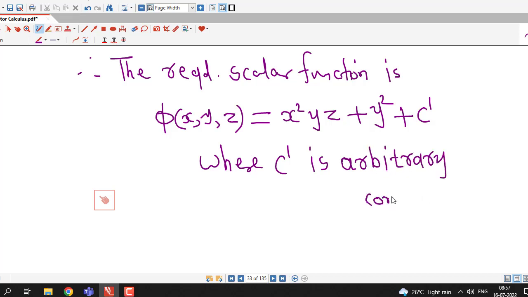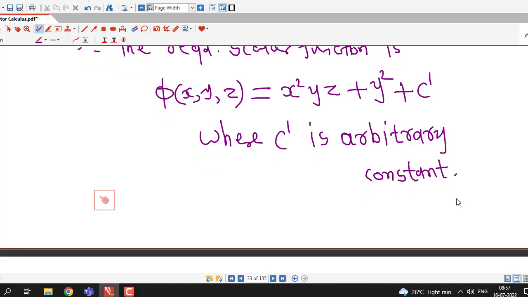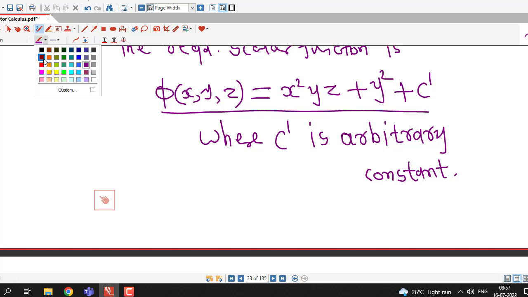So this is the required potential function for the given vector field f bar, and for different values of c dash we will have different scalar functions phi, such that f bar equals gradient of phi, and we can check our answer also. If we wish, we can verify our answer.